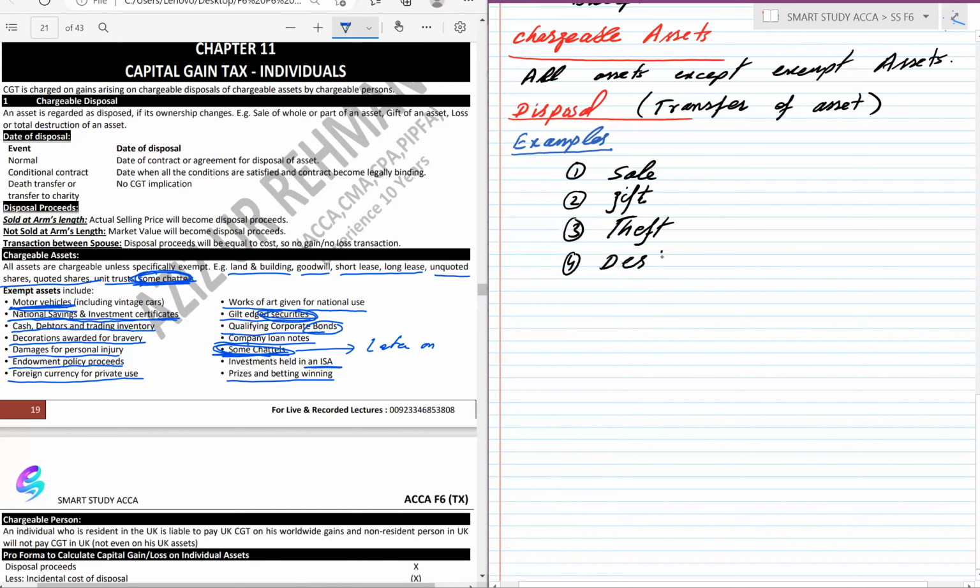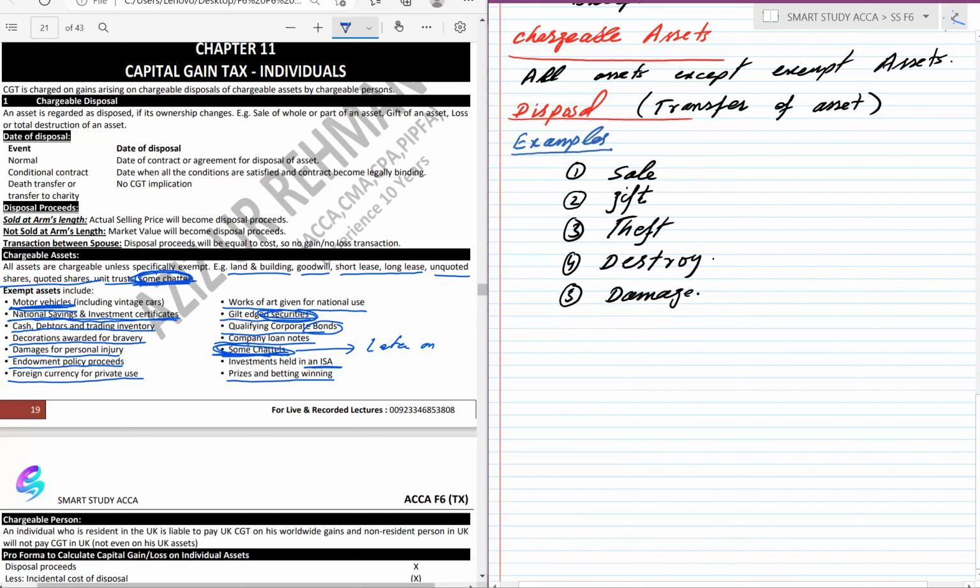Destroy. If an asset has been destroyed, maybe through fire or maybe some unforeseen event, for example, maybe an earthquake. So in that case, once again, the asset has transferred. We are not owning this asset anymore. Damage.